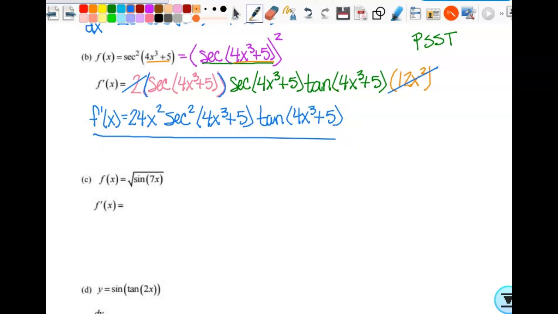Okay. What questions you got? Okay. I'm going to have you go through the first steps of C on your own, but should we rewrite this as something before we start? Yes. We're going to rewrite that as the sine of 7x to the 1/2 power. Okay, so just get the first row of your work done, and we'll make sure we're all together and then clean it up from there.